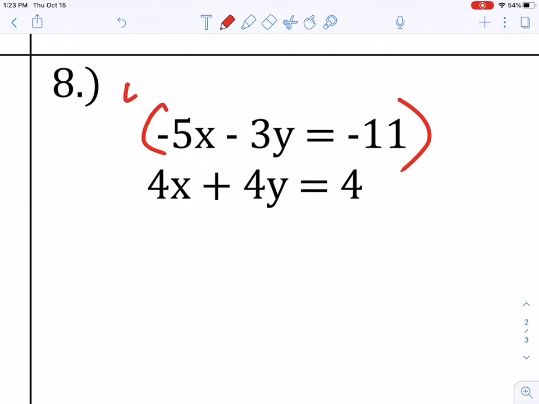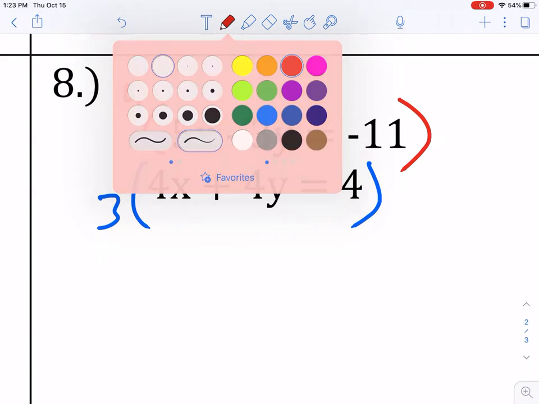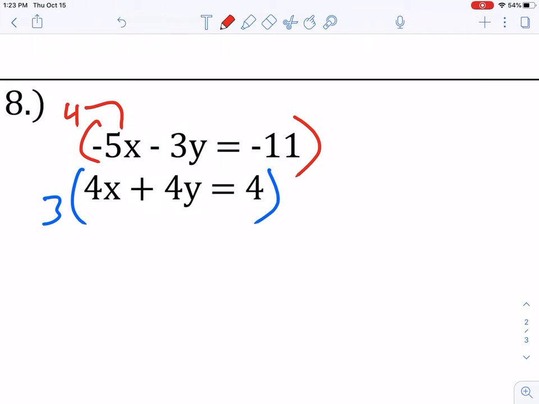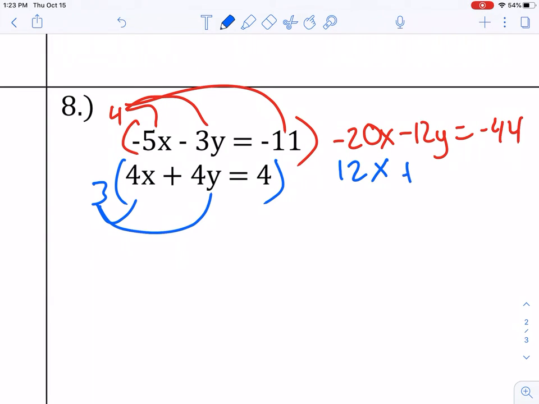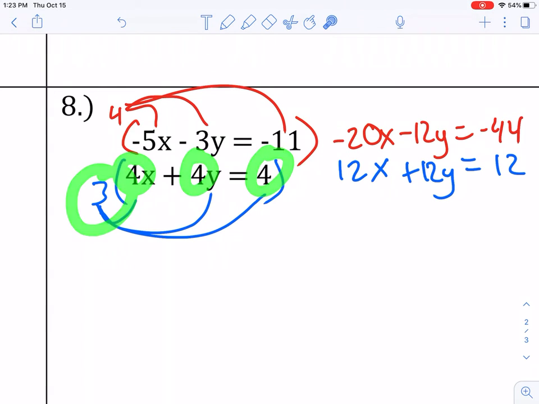So if I multiply a 4 here, I'm going to multiply a 3 down here. So up top, I multiply a 4 to everything. That's going to give me negative 20x minus 12y equals negative 44. On the bottom, I'm going to get positive 12x, positive 12y equals positive 12. If you notice, they all kind of scaled up. So if I had 4, 4, and 4, when I multiply by 3, I'm going to get 12, 12, and 12.